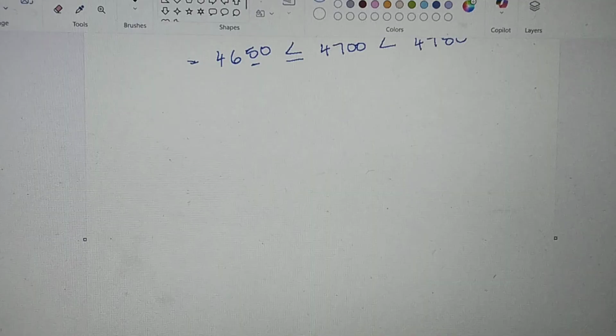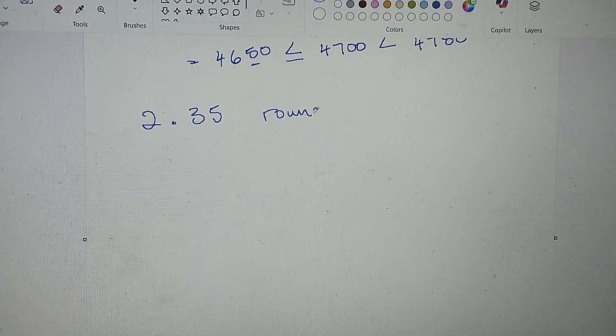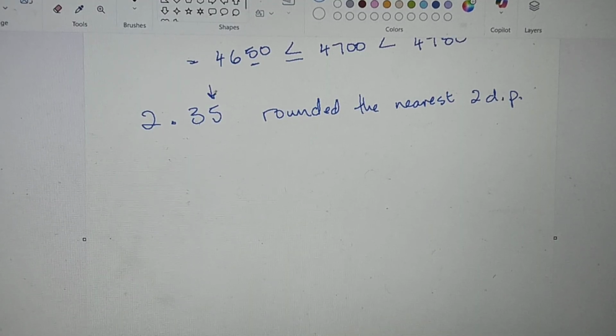let's say 2.35 rounded to the nearest second decimal place. Well, the second decimal place is your hundredths, so it's your hundredth column. I do exactly the same. I say, what's half of a hundredth?